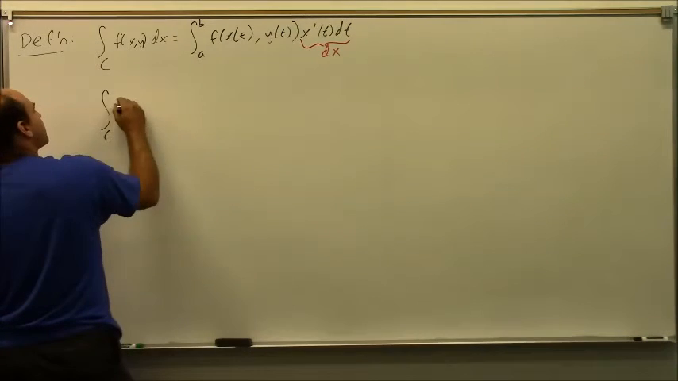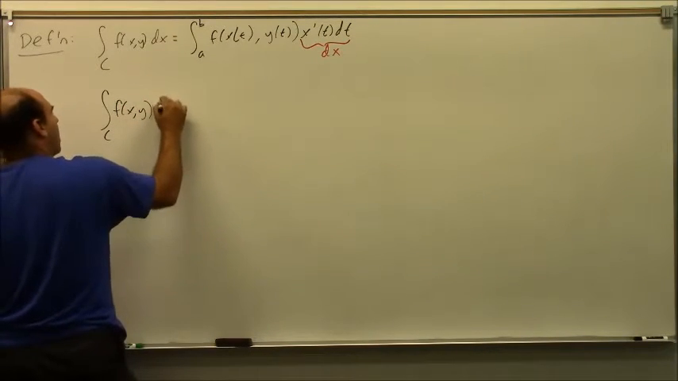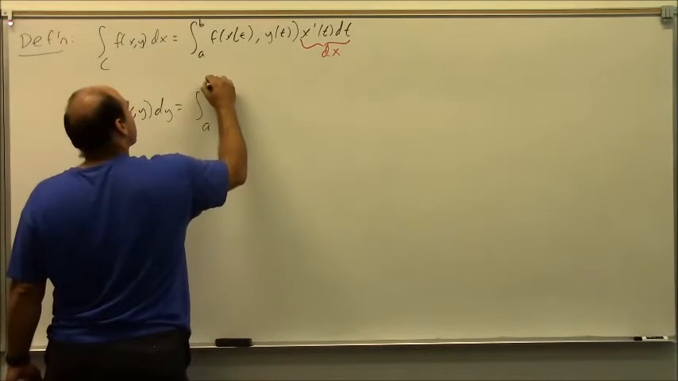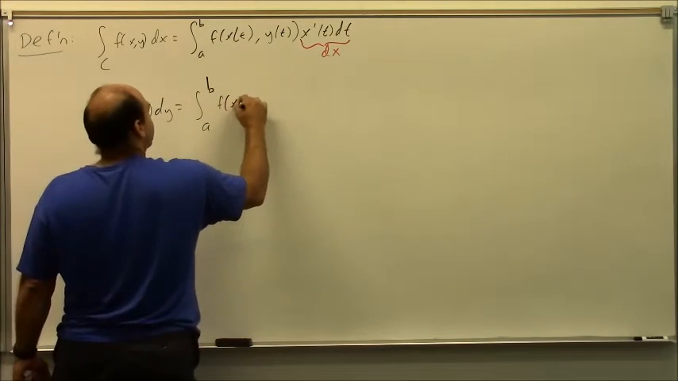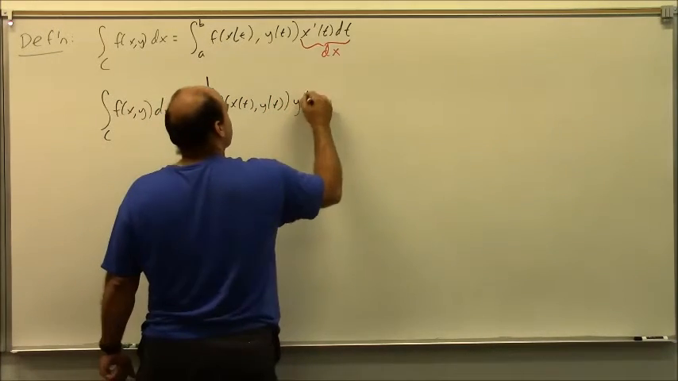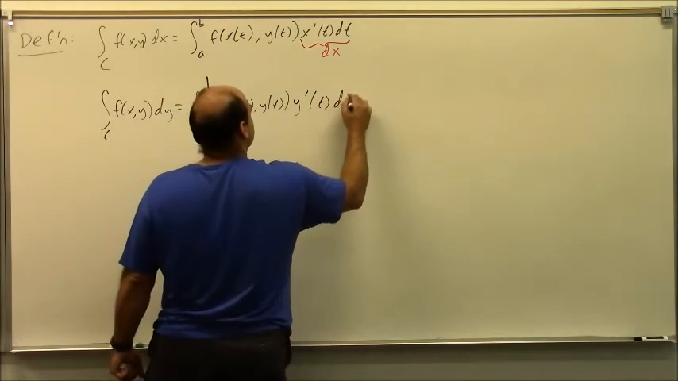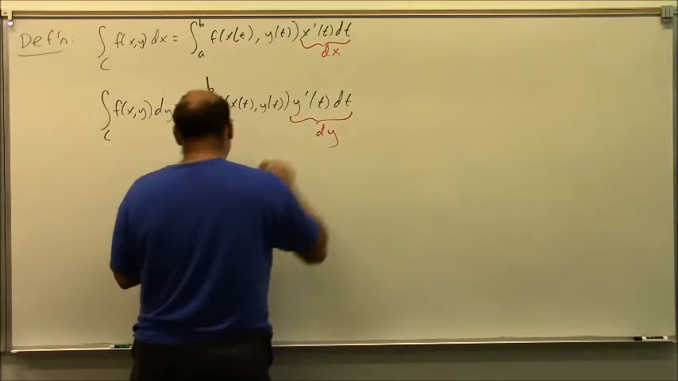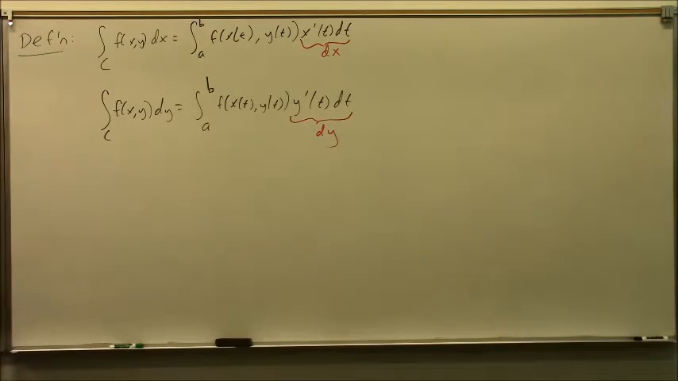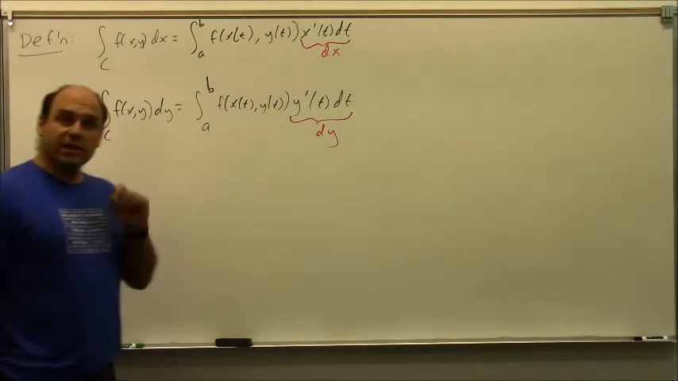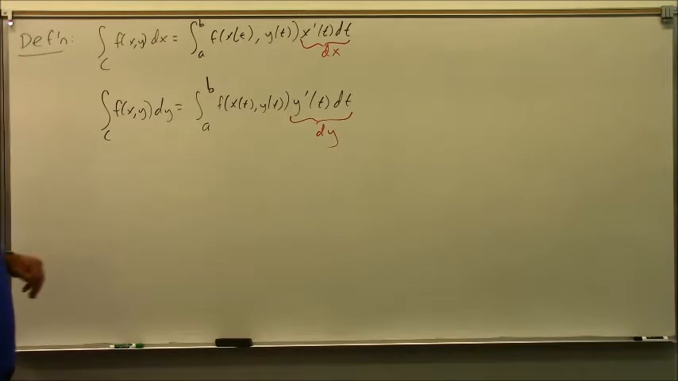And the path integral over c of f of x, y dy is equal to the integral from a to b of f of x of t, y of t, times y prime of t, dt. And the y prime of t dt is playing the role of dy, as you might expect. Now this looks like sort of a strange and artificial thing to do. These turn out to be really useful, and we'll see that a little bit later in the course.